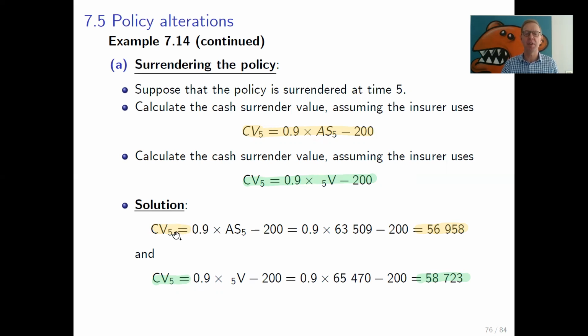Well, in the previous exercises, we have calculated the asset share and the policy value at time 5. So the cash surrender value based on the asset share gives an amount of 56,958. And the cash surrender value based on the policy value gives an amount of 58,723.